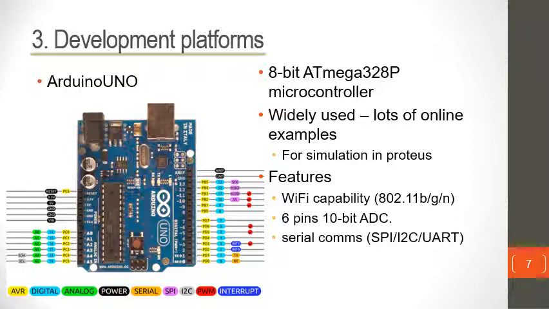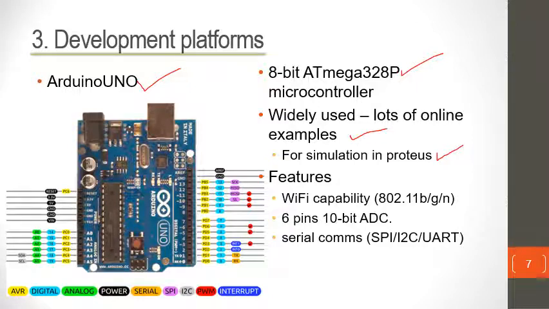The second important microcontroller platform that we'll use is the Arduino Uno. The main reason being that the simulation CAD software that will be used can readily use Arduino. So Arduino features a less powerful ATmega328P microcontroller. It's widely used and there's lots of examples online, which makes it easier to work with. And we will primarily use it for simulation within Proteus software.